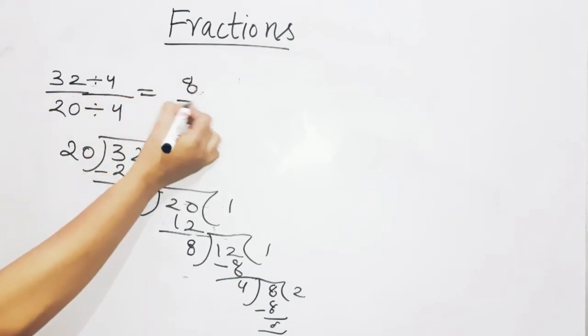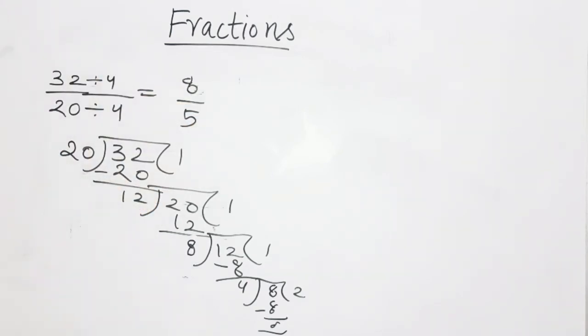4 8s are 32, 4 5s are 20. So what is the answer? The answer is 8 upon 5. So this is the simplest form of the fractions.